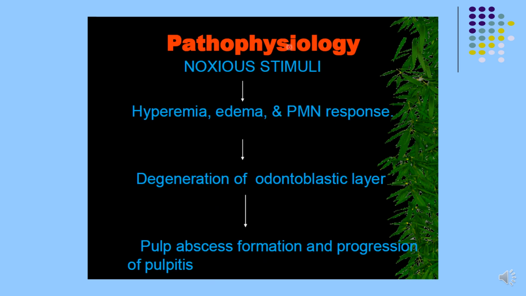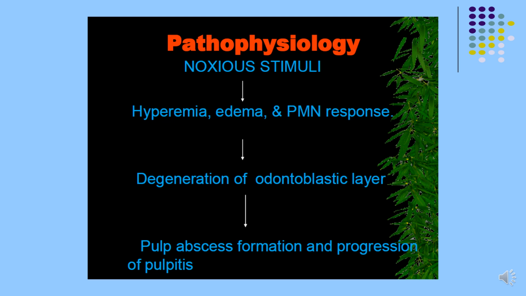Okay, so let's look at the pathophysiology. Any noxious stimuli, which could be chemical, thermal, or bacterial, induces an injury to the pulp and causes hyperemia, that is increased blood supply. There is dilatation of the blood vessels. Along with that, it causes edema and brings in the polymorphonuclear neutrophils as a response. Now, the problem with this inflammatory response in the pulp chamber is that the pulp chamber is a calcified, enclosed, four-walled chamber wherein once inflammation sets in, it increases the intrapulpal pressure because of the edema that's coming in as well as the dilated blood vessels, which leads to the degeneration of the odontoblastic process, formation of the pulpal abscess, and progression of pulpitis further.